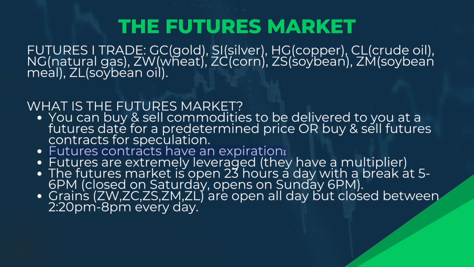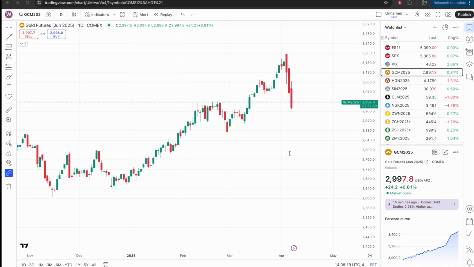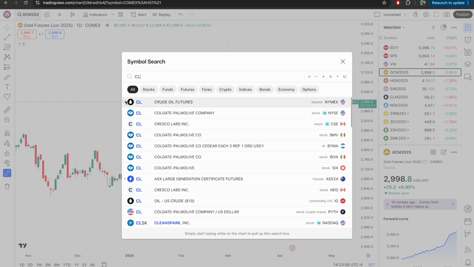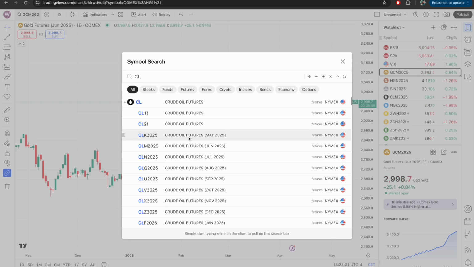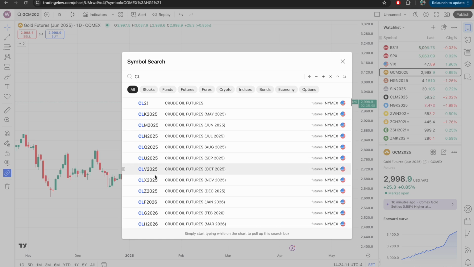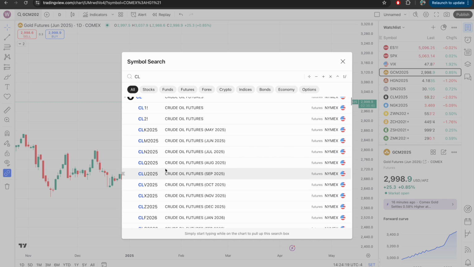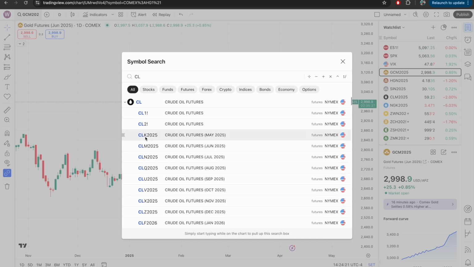So for the futures contract expirations, something I want to show you is, for example, if we type in CL, which is crude oil, you can see we have different expirations for the futures. We have May, June, July, August, and each one of them has a specific letter: K, M, N, Q, and so on. Usually year after year, it's the same letters that go over and over again. So May is always K. You can see CLK 2025: K is for May, and 2025 is the year.